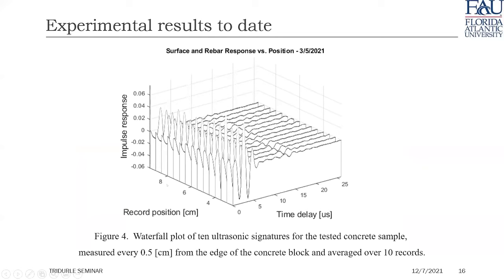Now, these echoes that you see here are obtained after performing an average across 10 records. So we place the transducer 10 times in the same position, perform the record, time align everything, and perform an average across these 10 records. The objective is to reduce the background noise.